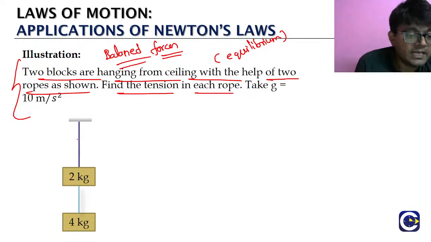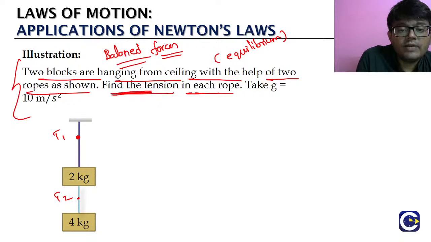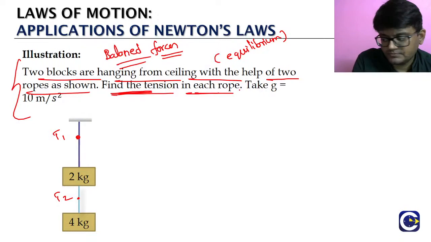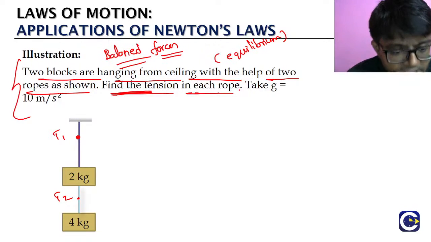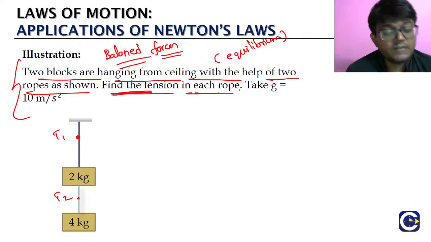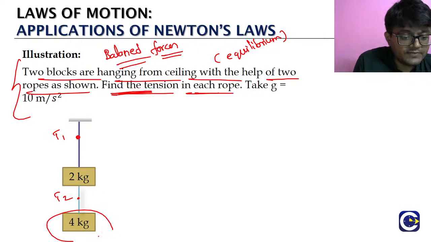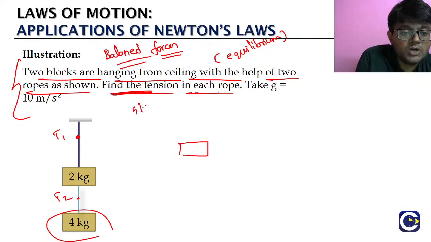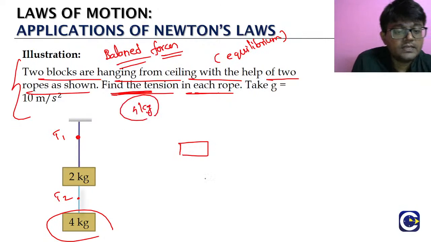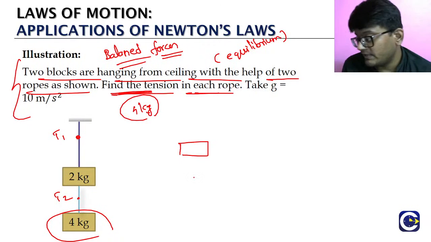Find the tension in each rope. Look, there is rope 1, and here there is rope 2. Let us say the tension in this is T1, and in this one T2. We have to find the tension in each rope, okay? So how do we find it out? We have to draw the free body diagram for each object. First, what will we take? We will take the free body diagram for the 4 kg block.